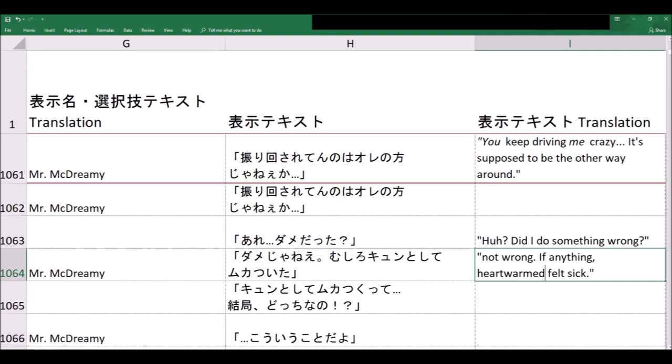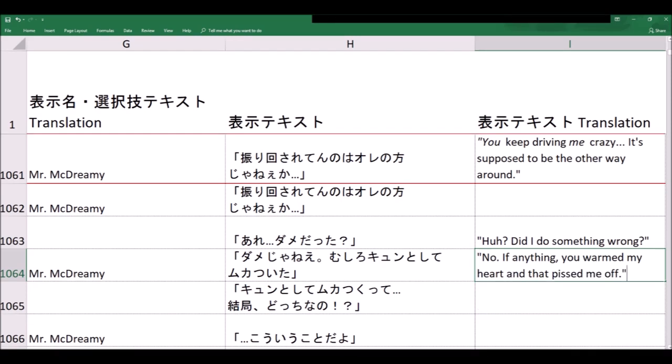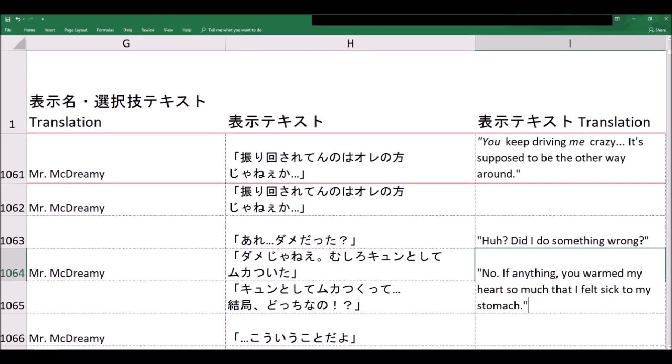Then to make it sound more like actual English: "No, if anything, you warmed my heart so much that I felt sick to my stomach." I usually like to translate mukatsuku as pissed off, since it's a bit vulgar and slangy, but it works a bit better prose-wise to use sick to the stomach, because he was talking about his heart earlier. His heart is warm, but his stomach is sick. Much wittier. And it will tie in with the next line of dialogue nicely.